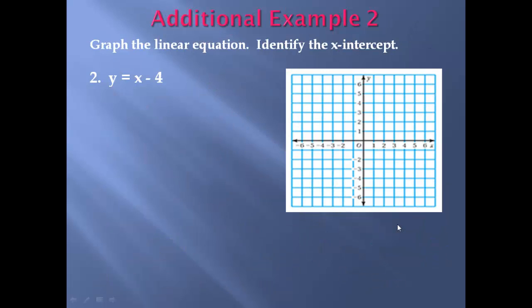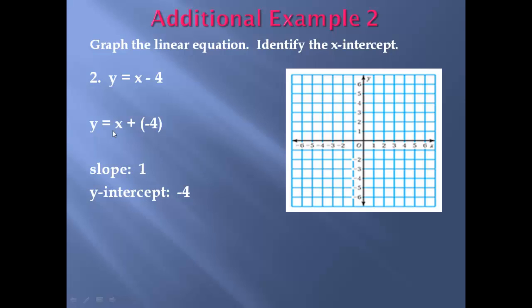Now we have an additional example. You can pause the video and try it on your own, or you may follow along. Graph the linear equation and identify the x-intercept. So for this problem, we have y equals x minus 4. First we can put this in slope-intercept form, and that would be y equals x plus negative 4. Our slope for this problem would be 1, because there actually is no number in front of the x, so we know if there's not a number, it's a 1. And our y-intercept is going to be negative 4.